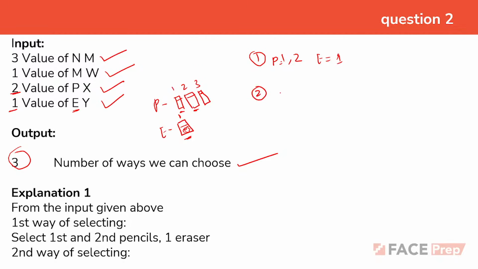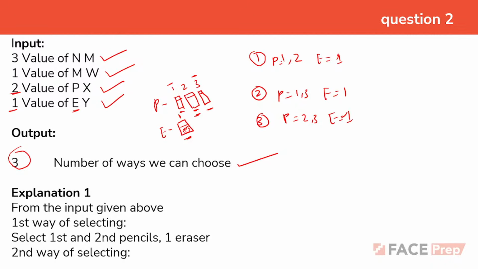Next way, what is the next way? How many pencils can you choose? Only two you can choose, right? So you can choose the first pencil and the third pencil, and how many erasers can you choose at a time? It's one only, right? Next, what is another way? Third way, you can choose the second pencil and the third pencil. You are not going to choose the first pencil, right? 2 and 3. So how many ways are there to choose the erasers? One only, right?